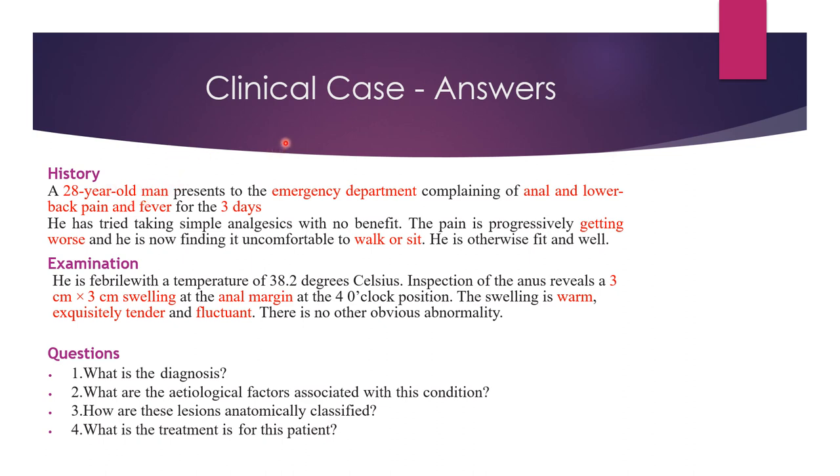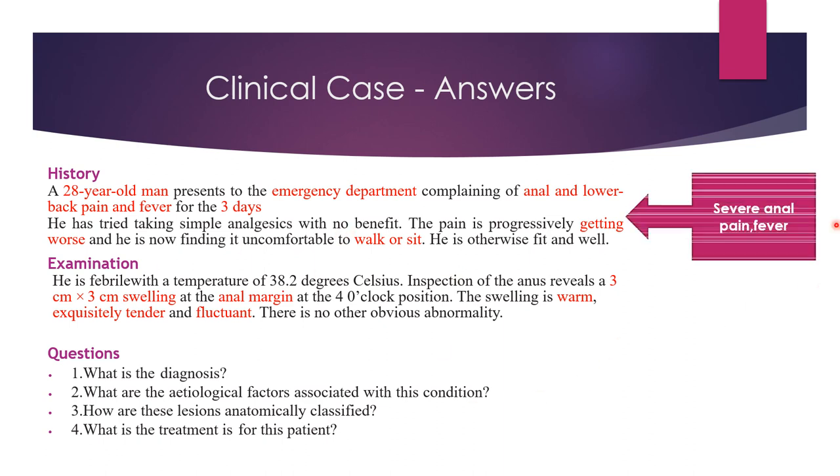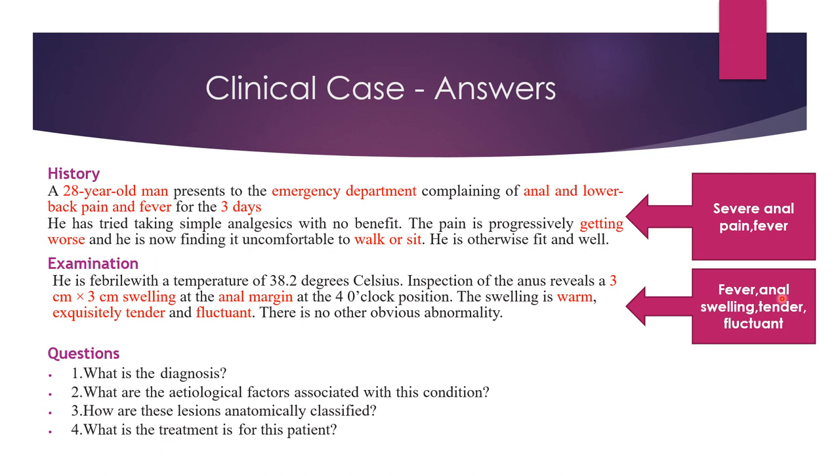Okay, now we come back to the clinical case that we saw earlier. So the patient has the history and examination. From the history, we realize the severe perianal pain and fever. On examination, there is fever, anal swelling, severe and fluctuant. So from the history and the physical findings, the diagnosis is obvious. There is no need for further sophisticated investigations. Okay, the diagnosis is a perianal abscess.